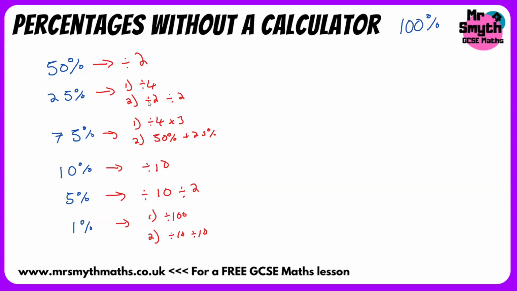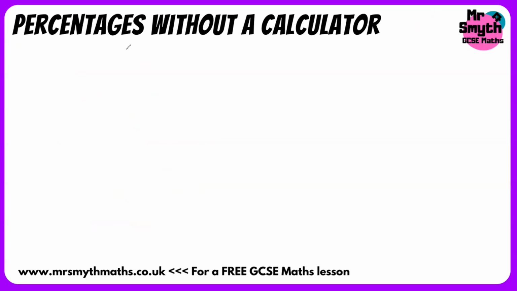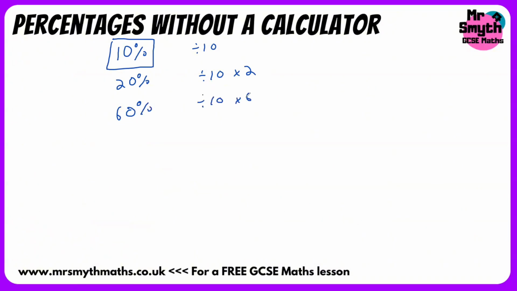So let's start to build these percentages. For example, we know 10%. Let's just jot this in. We know 10% means divide by 10. What if I wanted 20%? Are we happy then that we need to divide by 10 to figure out 10% and then times it by 2 because it's double, isn't it? What about if I asked you guys for 60%? Well, that would be divide by 10 and then times by 6. So can you see the pattern there? 20% is you work out 10% times by 2. 60%, you work out 10% by dividing by 10, then times it by 6 to get 60%.